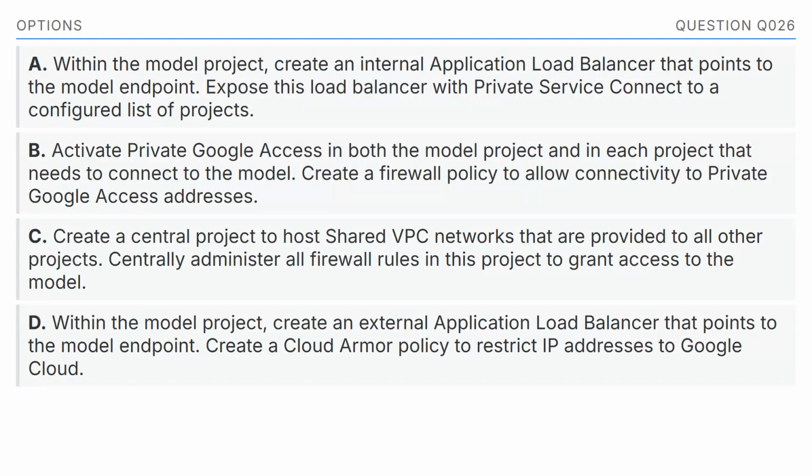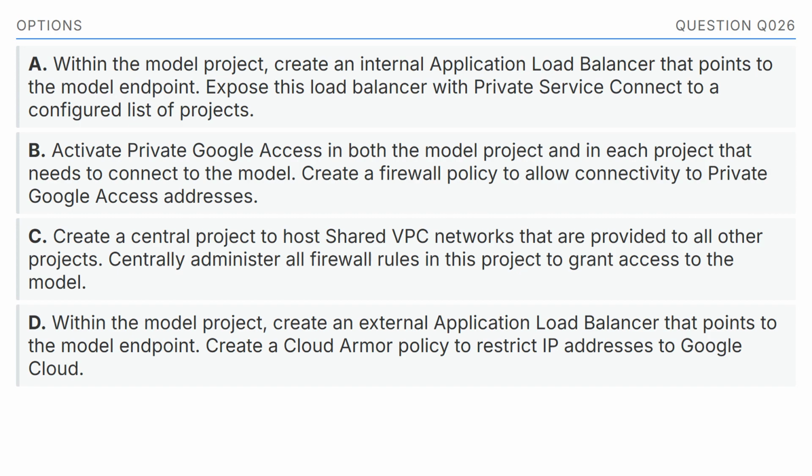The options are: Option A, within the model project, create an internal application load balancer that points to the model endpoint. Expose this load balancer with Private Service Connect to a configured list of projects. Option B, activate private Google access in both the model project and in each project that needs to connect to the model. Create a firewall policy to allow connectivity to private Google access addresses.